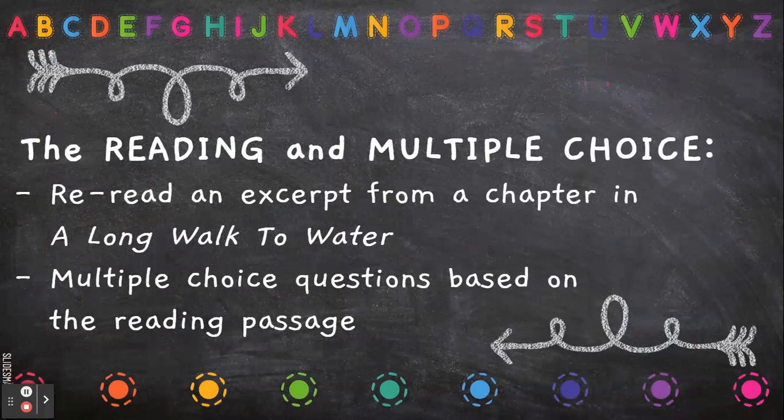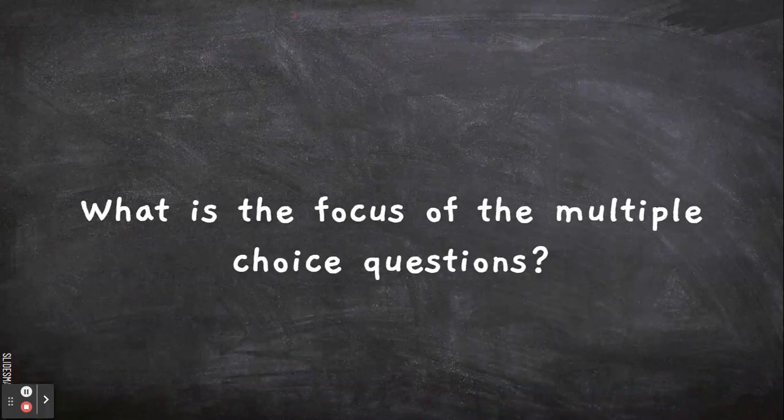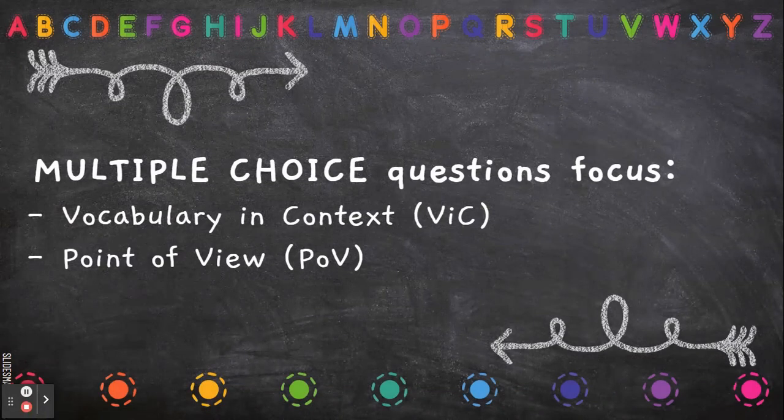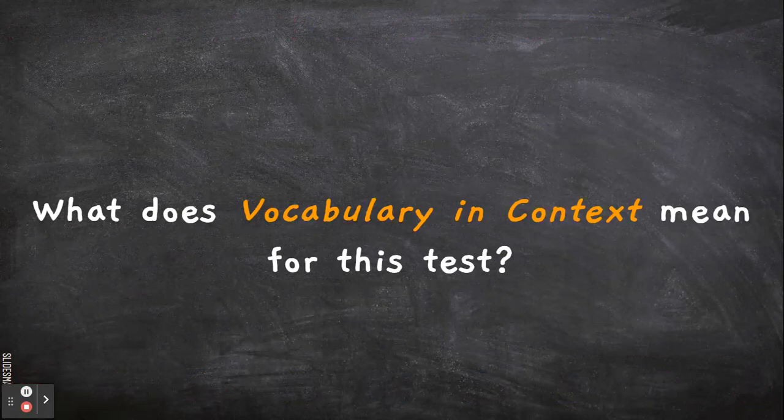For the reading, you're going to reread an excerpt from a chapter you've already read in A Long Walk to Water, and then answer some multiple choice questions based on that passage. What's the focus for those questions? 2 main areas: vocabulary and context, and point of view.